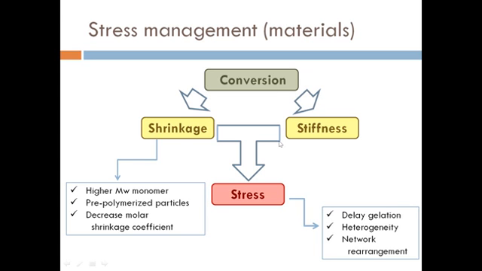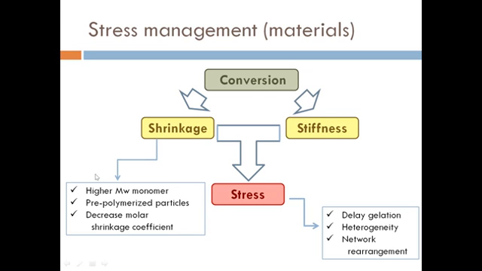The other thing that makes the stress go up is higher stiffness. So the higher the elastic modulus of the material, the higher the stress. So obviously this is a property that's also desirable. So you don't want to reduce the stiffness to reduce the stress. So the only thing you're left to do is just either reduce the shrinkage by itself or reduce the stress, but not mess with conversion or stiffness.